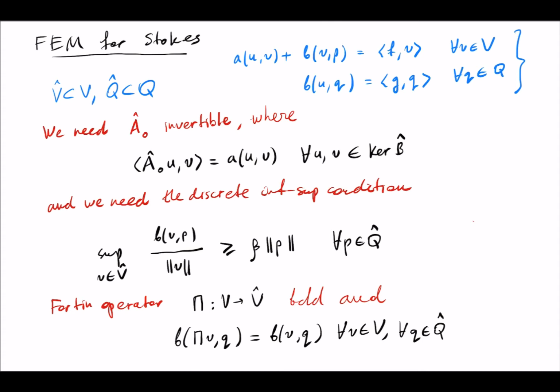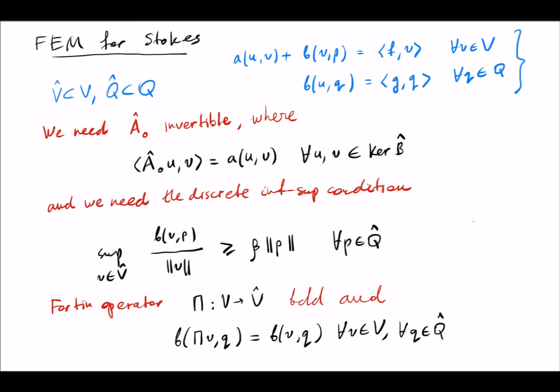So here we have the general form of saddle point problems. And so we have the spaces V and Q. In general, they are reflexive Banach spaces. And we consider subspaces V hat and Q hat. Then, for the well-posedness of the discrete problem and quasi-optimality of the Galerkin solution, we need two conditions.